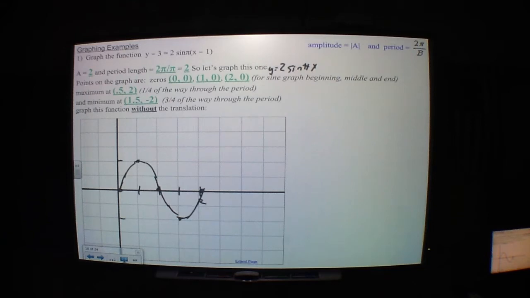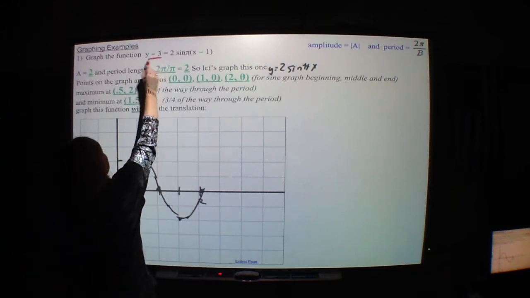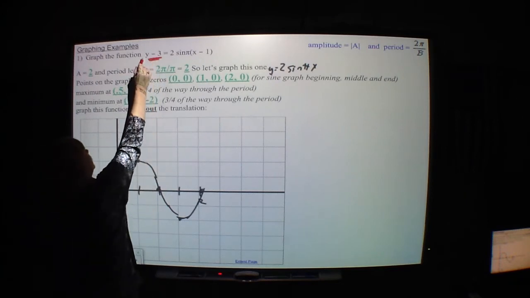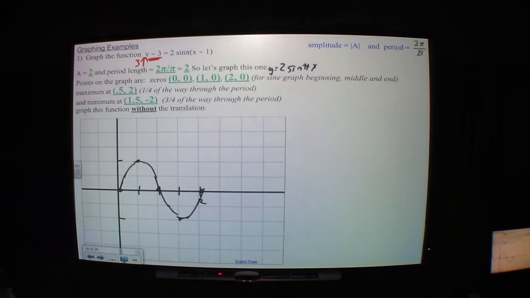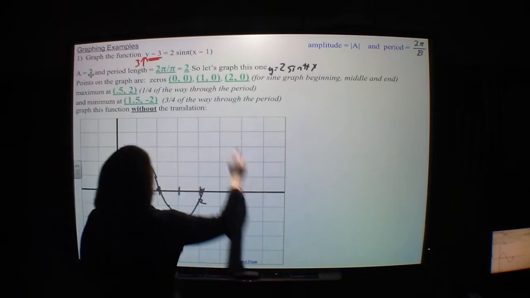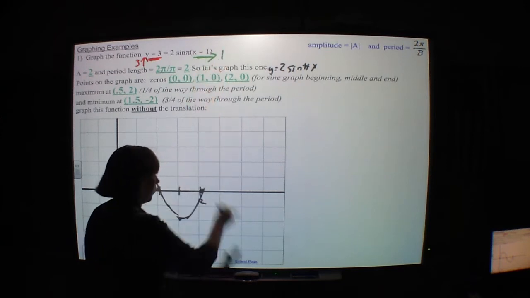Graph y is equal to 2 sine of pi x. And then after you graph that, I would say to myself, okay, what does this do to it? I hope you know that that moves it up 3. And then I'd say, okay, what does this do to it? I hope you know that that moves it right 1.